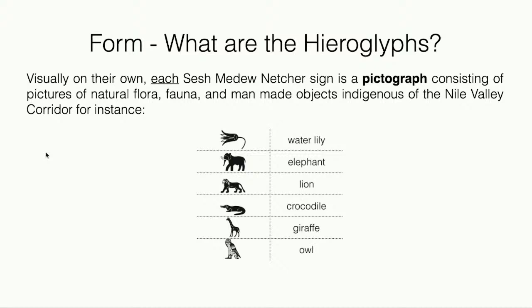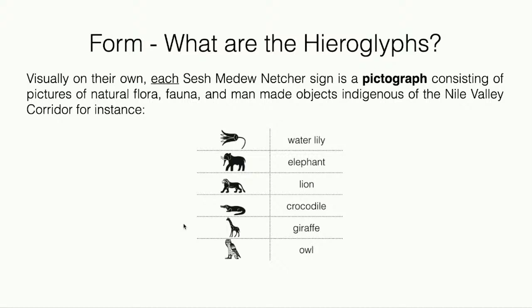So if you see a picture of an elephant, our first thought is that an elephant is meant. A lion is meant, a crocodile is meant to be conveyed, a giraffe, an owl, or a water lily, as these examples show. That would be true in its function as a pictograph, because a pictograph is trying to convey what you see. What you see is what you get. But that's not how the writing system works.